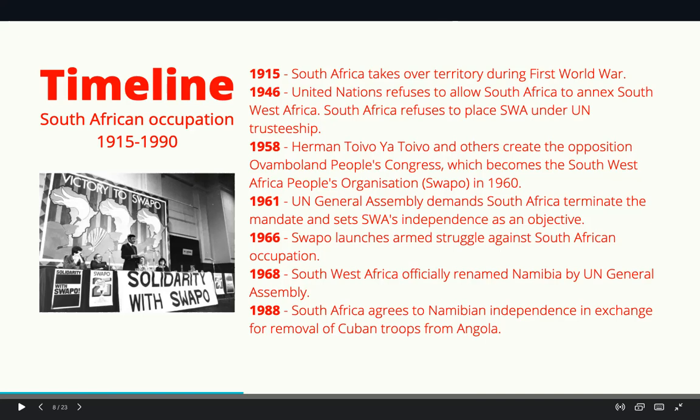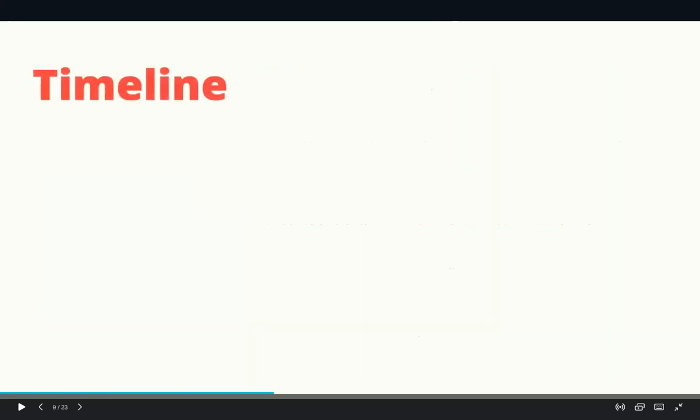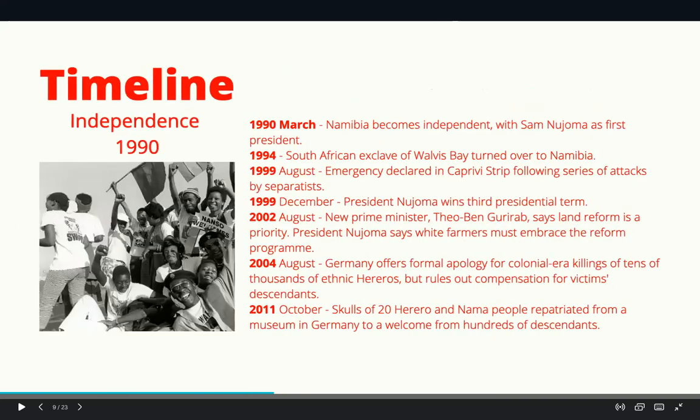In 1988, South Africa agrees to Namibia's independence in exchange for removal of Cuban troops from Angola. Resolution 435 of the United Nations in 1989 finally resulted in a peaceful independence for the Namibian people in 1990. Thus, we jump now into Namibia's independence in 1990. More specifically, it was in March when Namibia becomes independent with Sam Nujoma as first president.